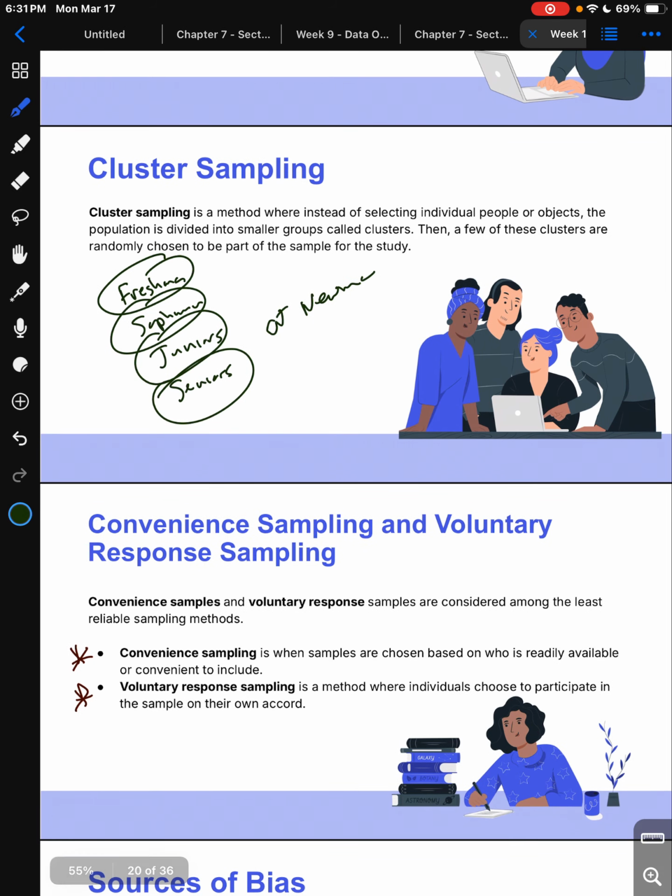Convenience sampling is when samples are chosen based on who is readily available or convenient. Voluntary response sampling is a method where individuals choose to participate.